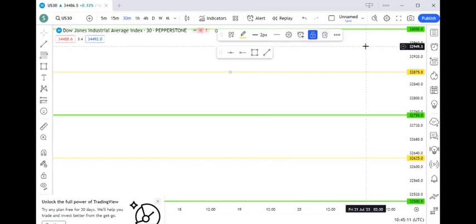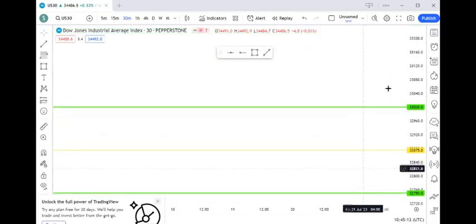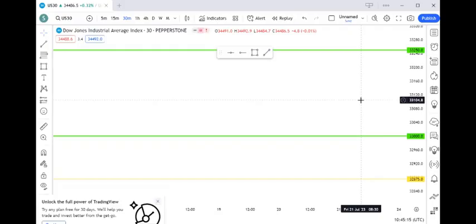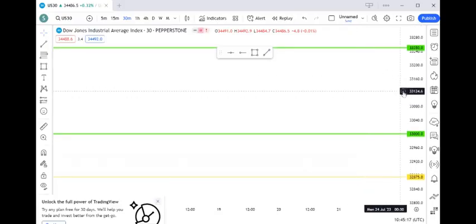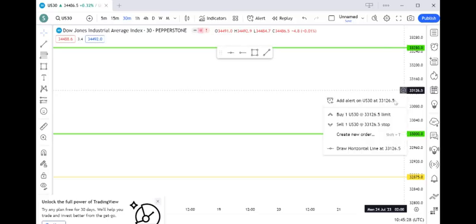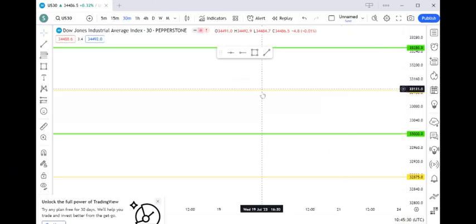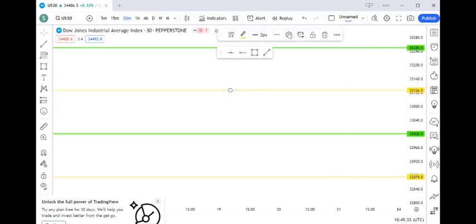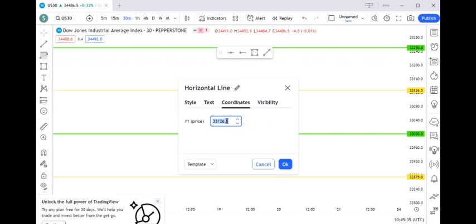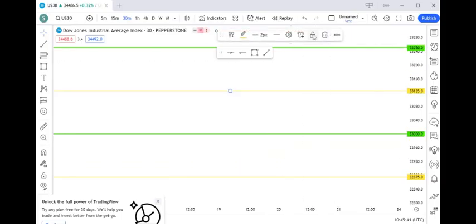We lock. Very important to make sure you're on the exact number, not 1 point over, not 1 point under. Next key level, 33,000. We're going at 33,125. So horizontal line, click on the line, go to settings, coordinates, 125. Okay, we lock.